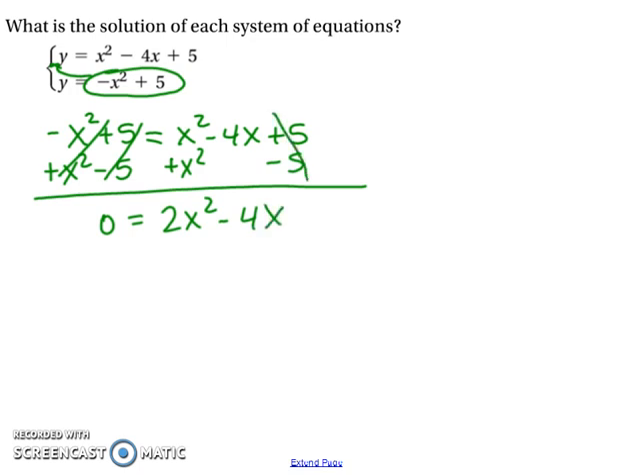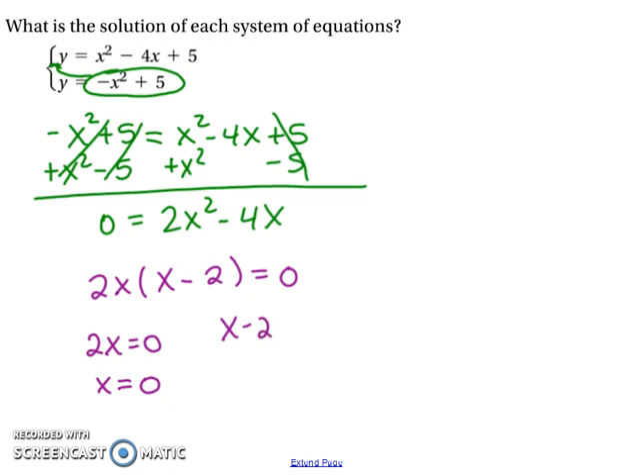So from here, I want to see if I can factor. So I can take out a GCF, which is 2x, and I'm left with x minus 2, and I'm setting it equal to 0. So I'm going to set 2x equal to 0, and I'll get x is 0. And then x minus 2 equals 0, x equals 2. So now I have to find the corresponding y values.